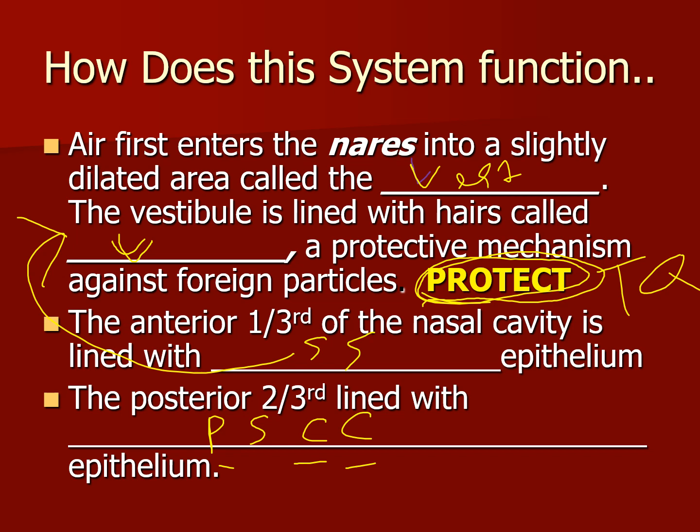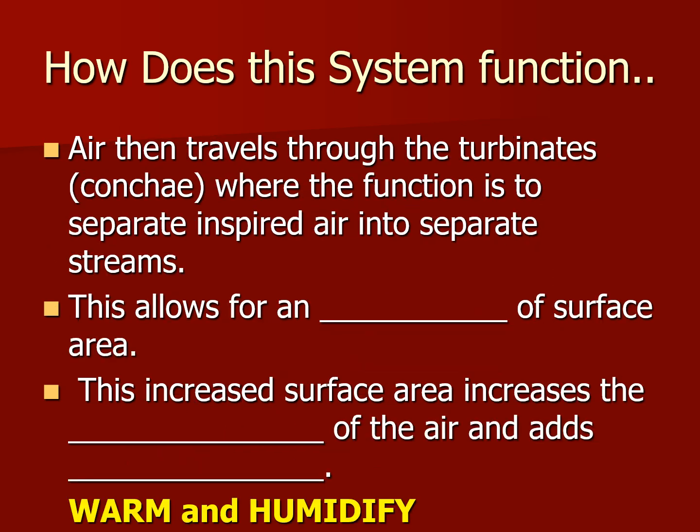So I believe this is page 11 in your textbook. You might have a different textbook than I have. But remember, the first line of defense ultimately is going to be your vibrissae in your vestibule. And once it gets past there into the posterior two-thirds, that's when you get into your pseudostratified ciliated columnar. Remember, this area has cilia and mucus that also can protect, as well as start the humidify process. So this is a pretty good situation.